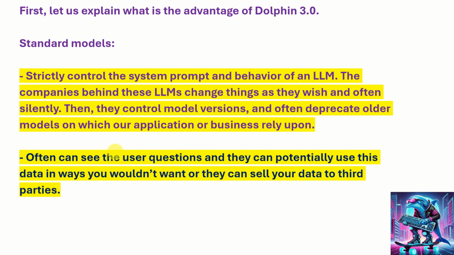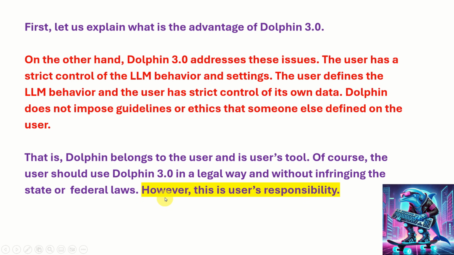Then, standard models often can see the user questions and they can potentially use this data in ways you wouldn't want, or they can sell your data to third parties. On the other hand, Dolphin 3.0 addresses these issues. The user has a strict control of the LLM behavior and settings. Then the user defines the LLM behavior and the user has strict control of their own data. Data is not being shared. If you run a large language model on your local computer, everything stays on your local computer and you don't even need to have the internet.